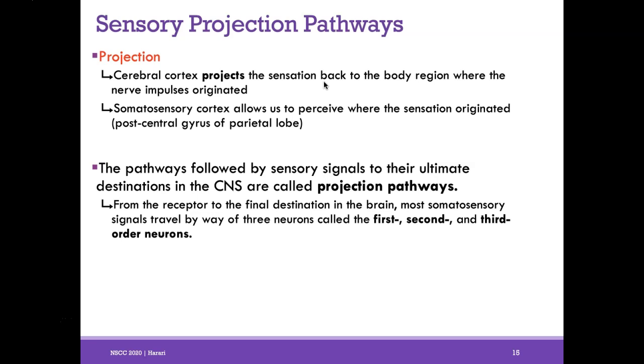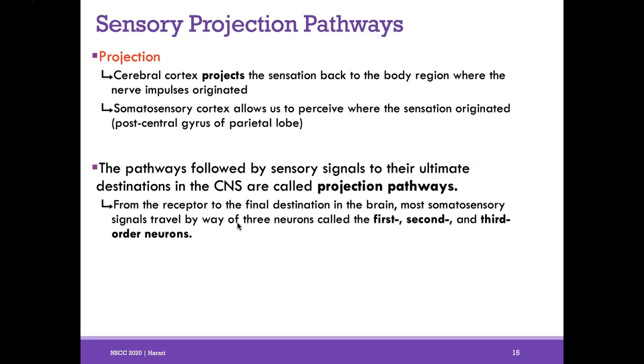but this idea of projection is that the somatosensory cortex allows us to perceive where the sensation originates, and the cerebral cortex will project that sensation back to where it originated. So the pathways followed by sensory signals to the central nervous system, those are all called projection pathways.